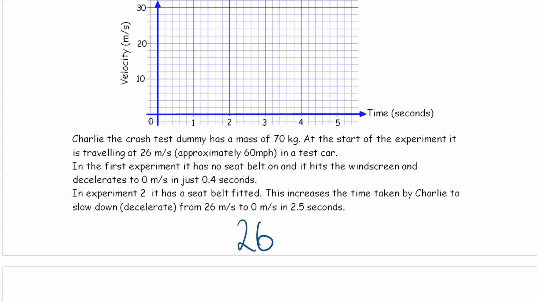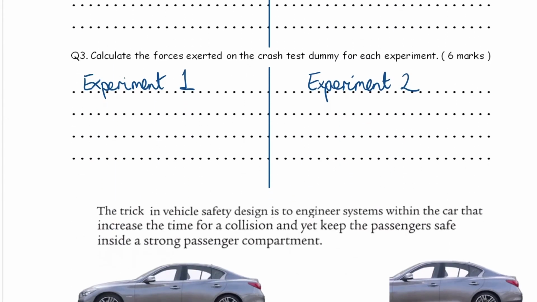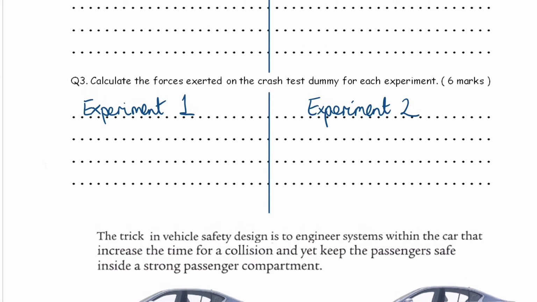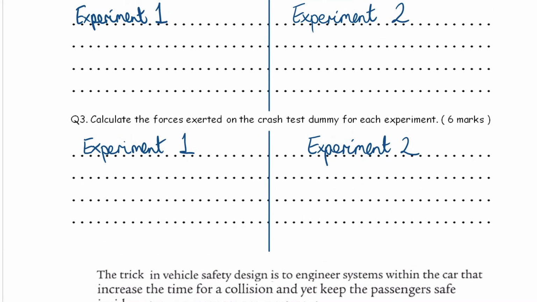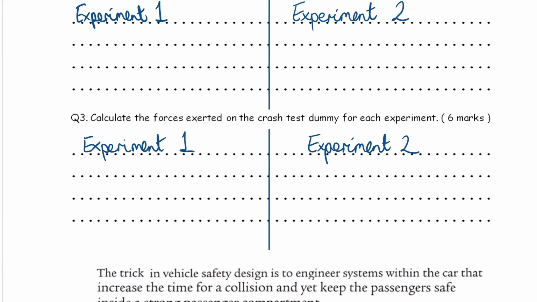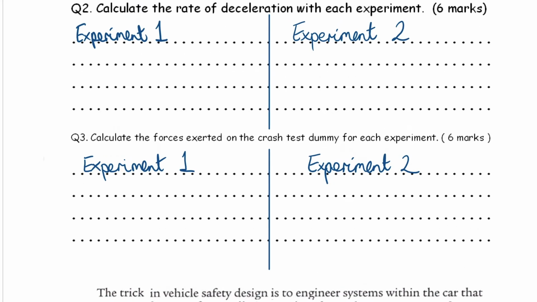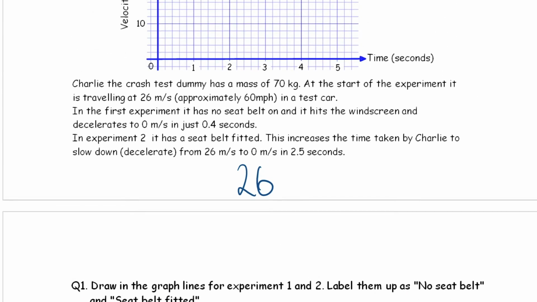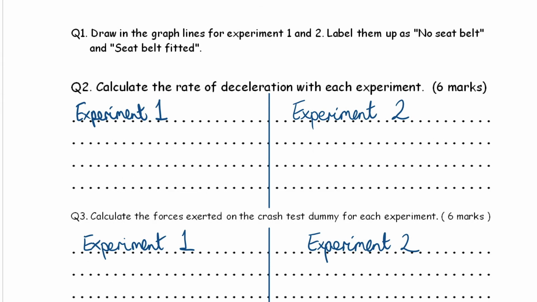And the idea being is that you then will work out the forces that act on the crash test dummy in experiment 1 and experiment 2, being experiment 1 when there's no seatbelt, experiment 2 where there is a seatbelt. So we'd imagine that the force acting on the crash test dummy in experiment 2 is going to be less than experiment 1. Now, in order to help you to do that, I'll do the experiment 1 part for question 1, 2 and 3, and you can do the experiment 2 part.